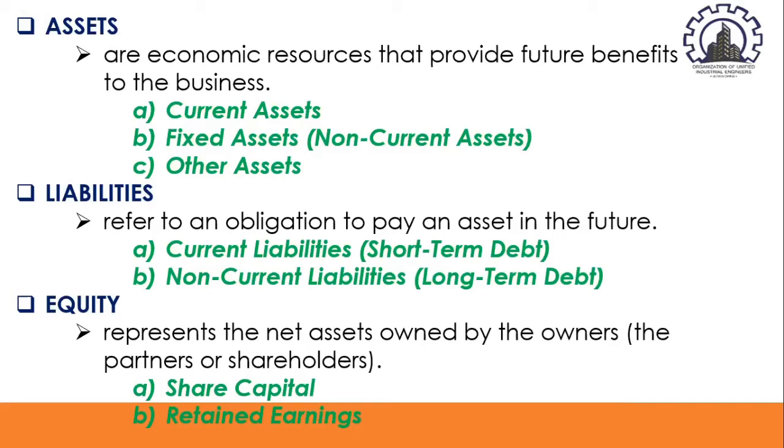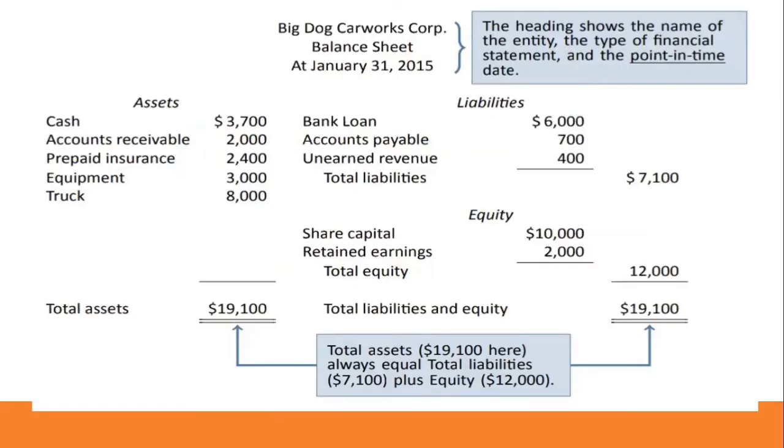And finally, we have equity or owner's equity. And if we say owner's equity, this represents the net assets owned by the owners. And examples of equity would be share capital and retained earnings. Net assets are assets minus liabilities.